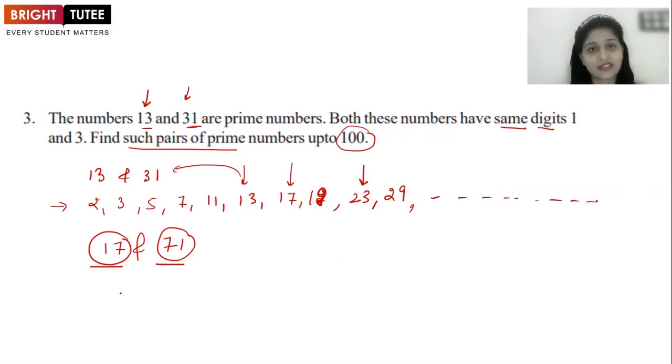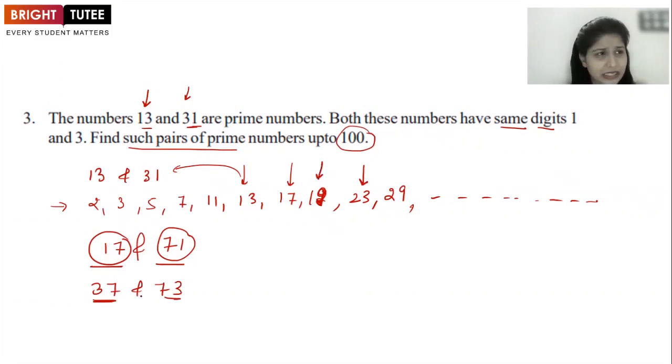So in this way, if you write down, the next number that you will find is prime and its reverse is also prime. That means it is also using the same digits. So the next number would be 37 and the reverse of it is 73. So they both are prime numbers and they're using the same digits. One more we have, that is 19.